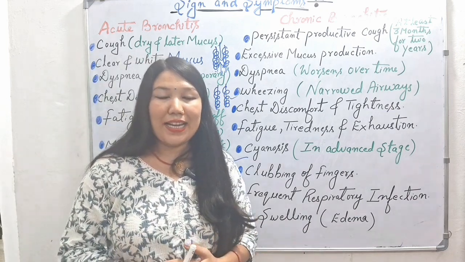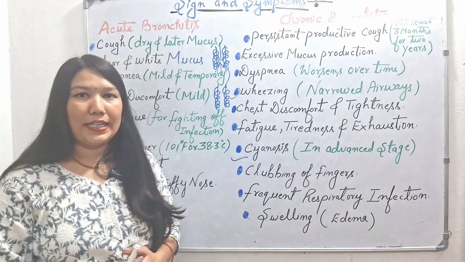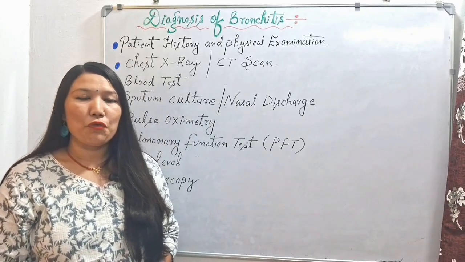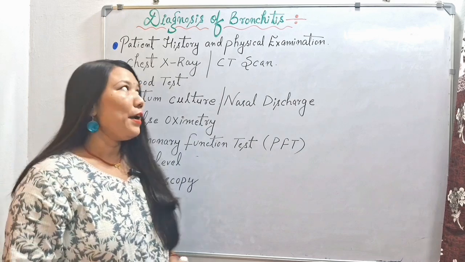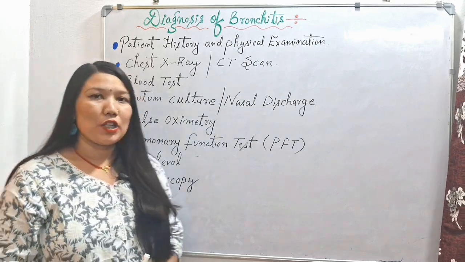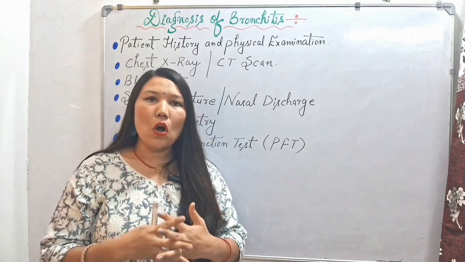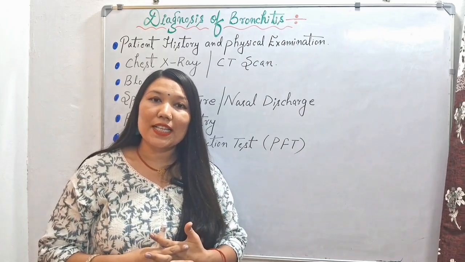So this was the clinical manifestation of bronchitis. Next we have diagnostic evaluation of bronchitis. So the first diagnostic test we have is patient history and physical examination. A history collection of past and present is done here. So all the medical history of the patient is collected here.